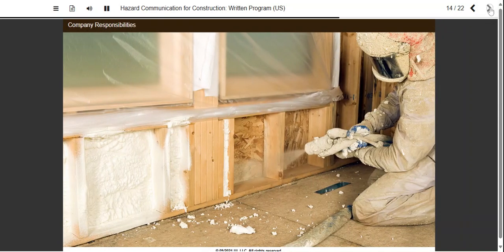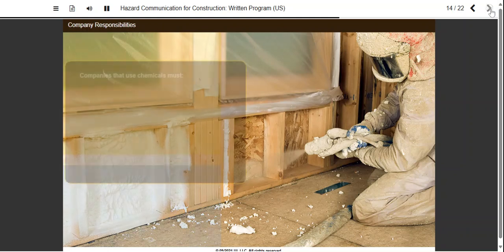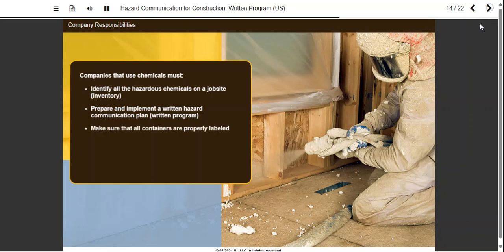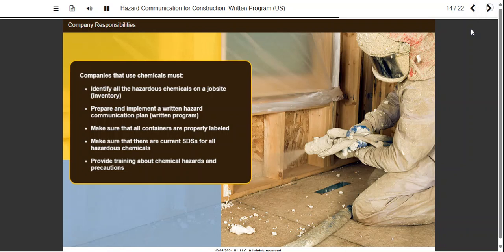Companies that use chemicals have more responsibilities. They must identify all the hazardous chemicals on the job site. This is called a hazardous chemicals inventory. Prepare and implement a written hazard communication plan. Make sure that all containers are properly labeled. Make sure that there are current SDSs for all hazardous chemicals, and provide training about chemical hazards and precautions.